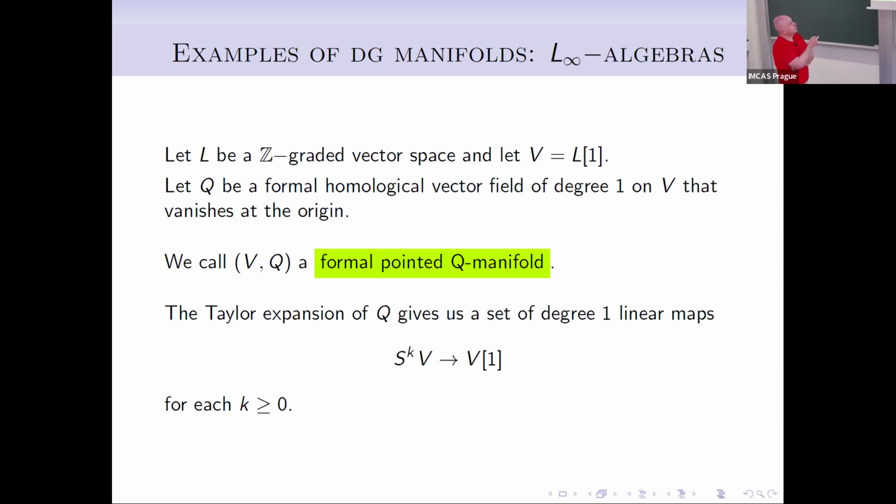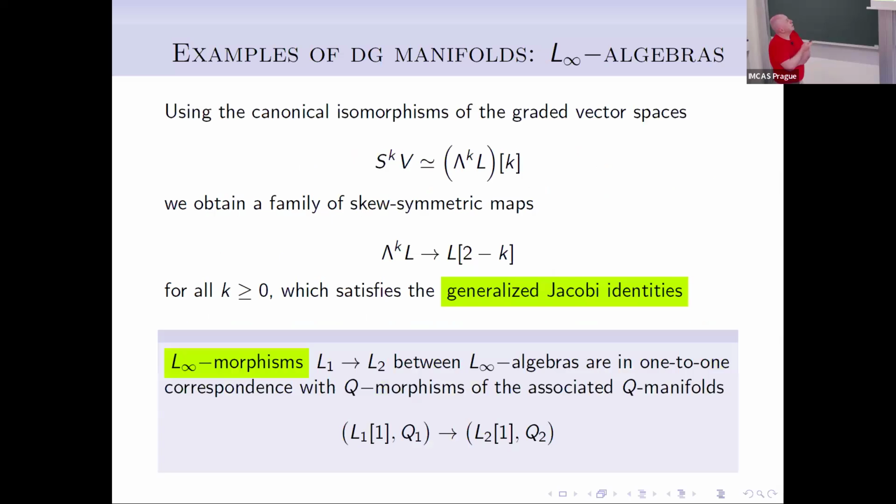So here it's written as a symmetric bracket from SKV to V shifted by one, but if we shift V back to L, it will be a bracket from lambda K V to lambda K L to L shifted by 2 minus the corresponding degree. In particular, for 2, it will be of degree 0. So that's what I explained here.